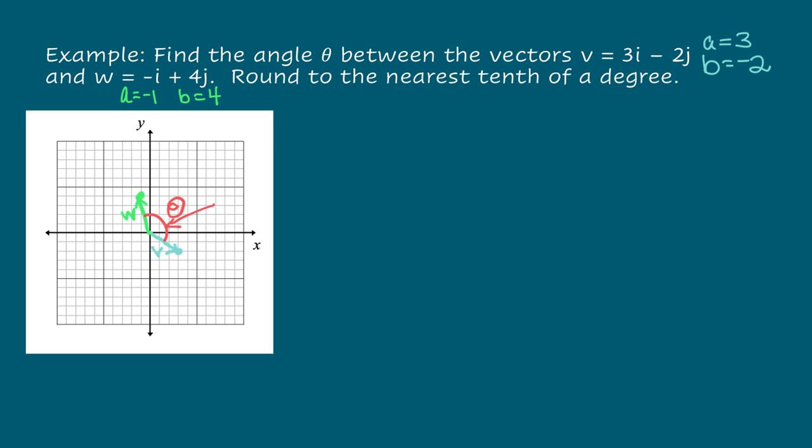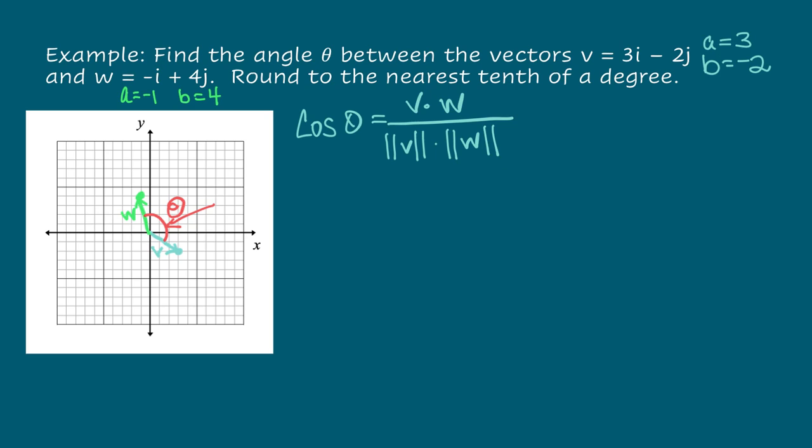So in order to find that angle, we're going to use our formula. Cosine theta is equal to the dot product of our two vectors divided by the magnitude of the first vector times the magnitude of the second vector. So essentially, we're using three different formulas here. The dot product of our two vectors is our first formula. The second formula is the magnitude of our first vector, and the third would be the magnitude of our second vector. So we want to find each of those things and then plug into our formula.